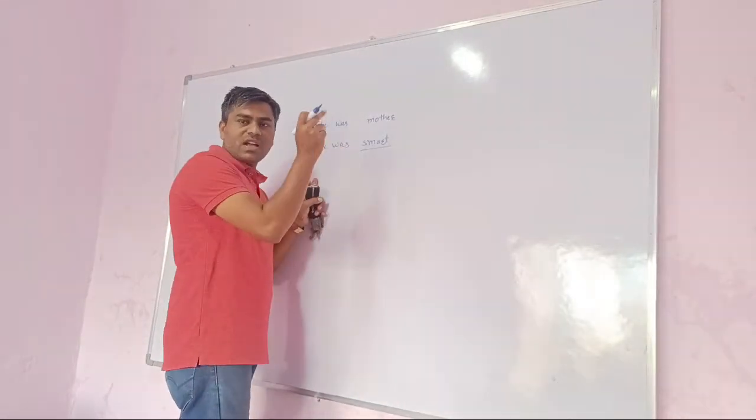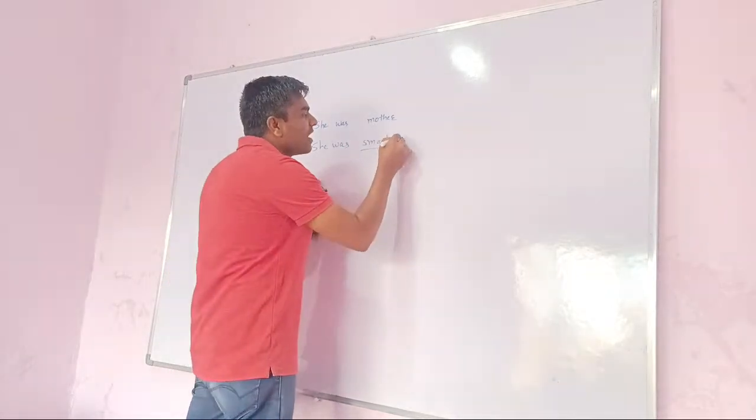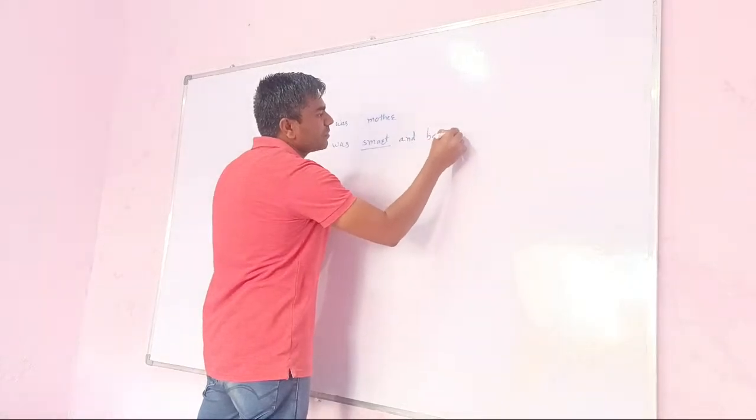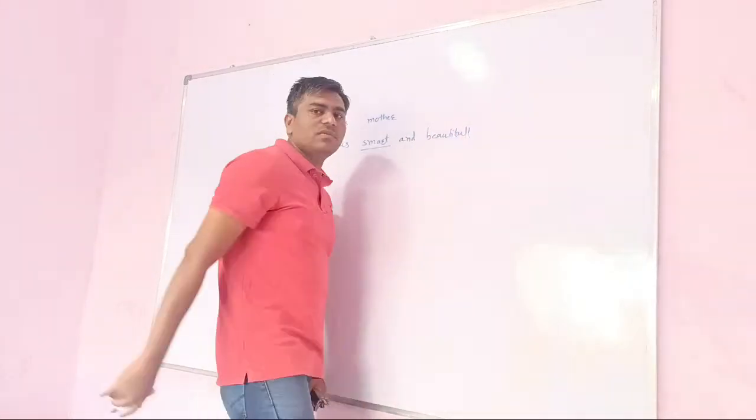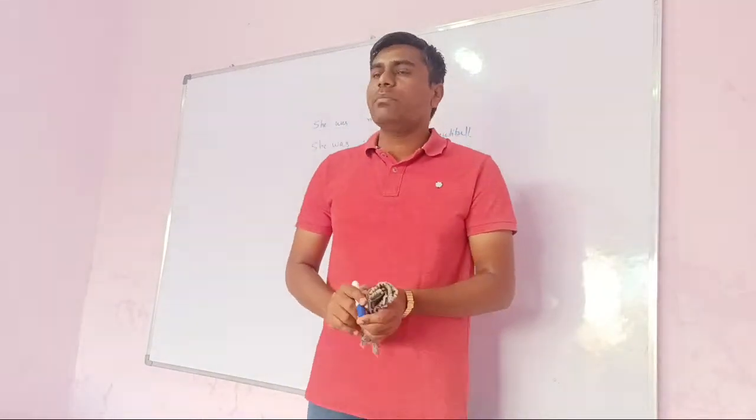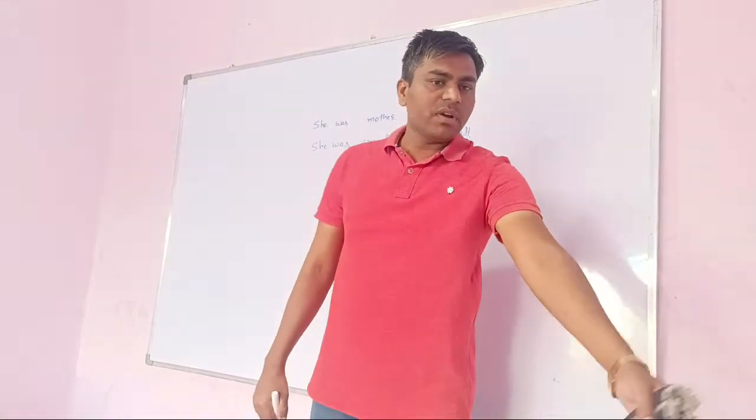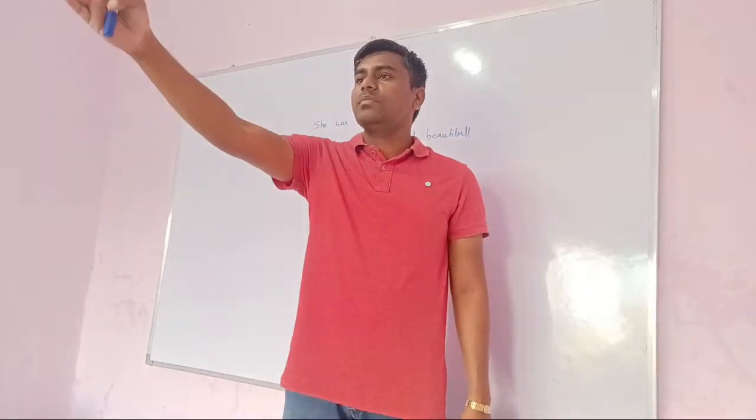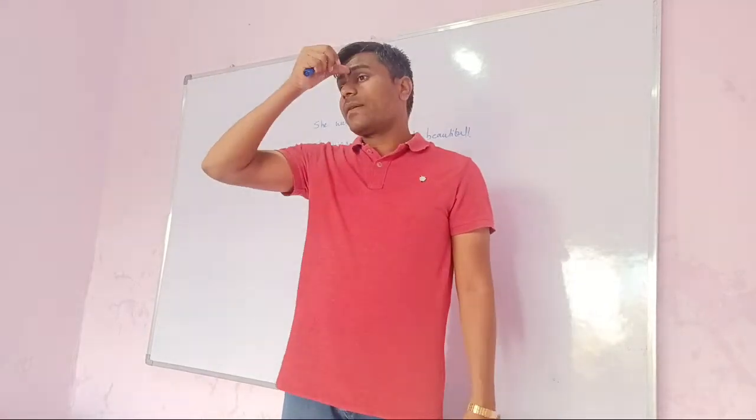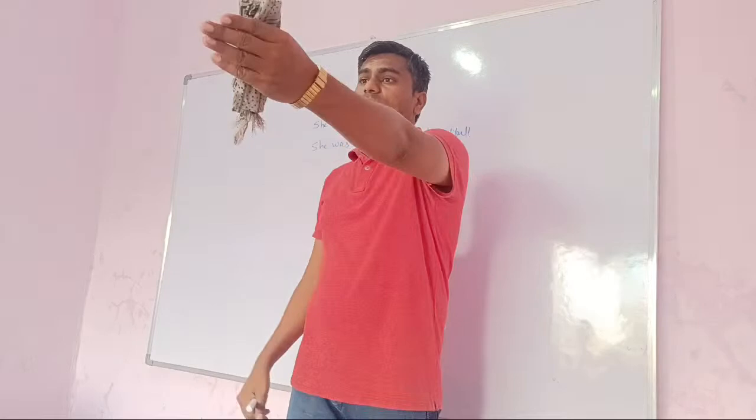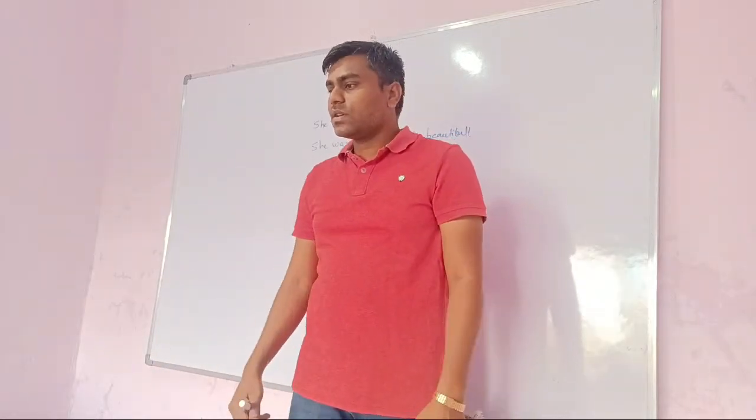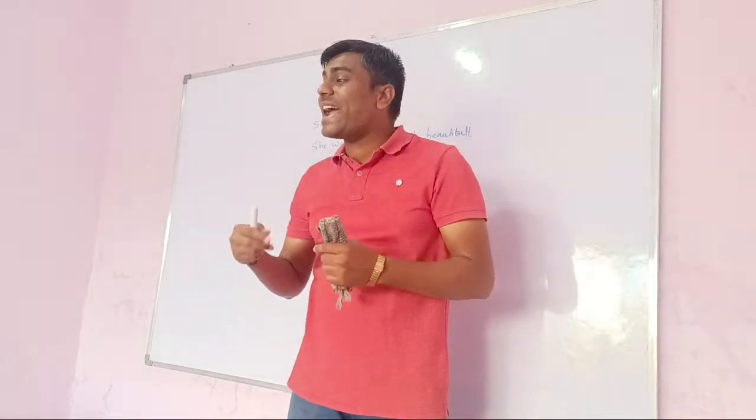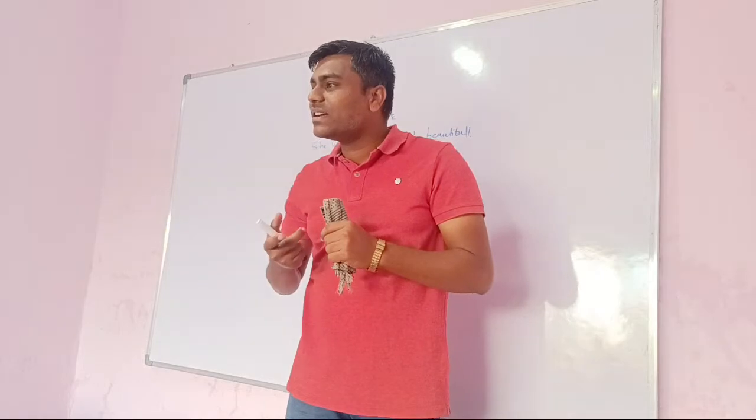She was smart and beautiful. Okay, go for it. Sarthak, stand up. Come this way. She was smart and intelligent. She was brilliant. She was brilliant and small.